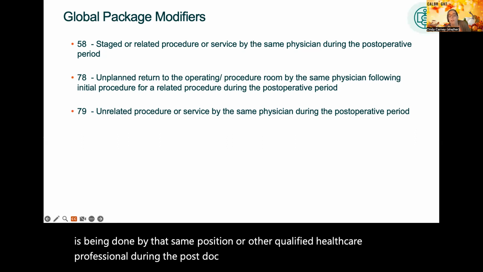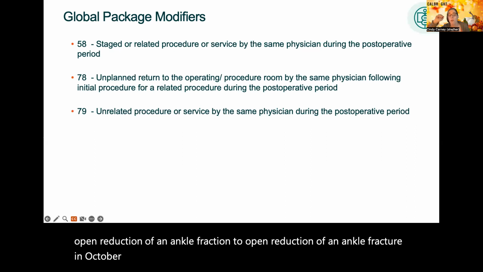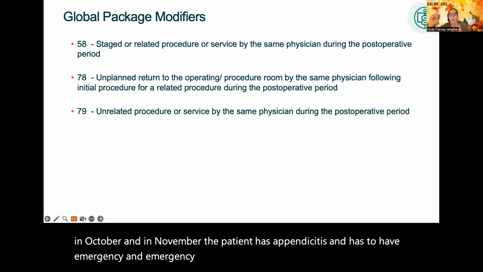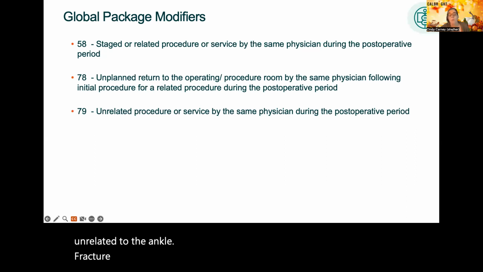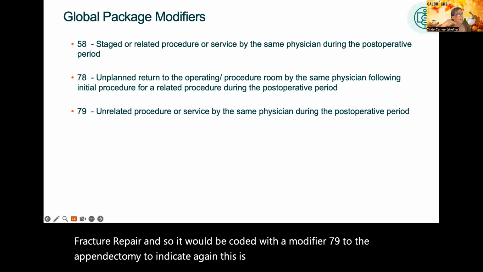For example, the patient has to have an open reduction of an ankle fracture in October, and in November the patient has appendicitis and has to have an emergency appendectomy. The appendectomy is unrelated to the ankle fracture repair, and so it would be coded with a modifier 79 to the appendectomy to indicate, again, this is separate from that post-op period and they want to get paid.